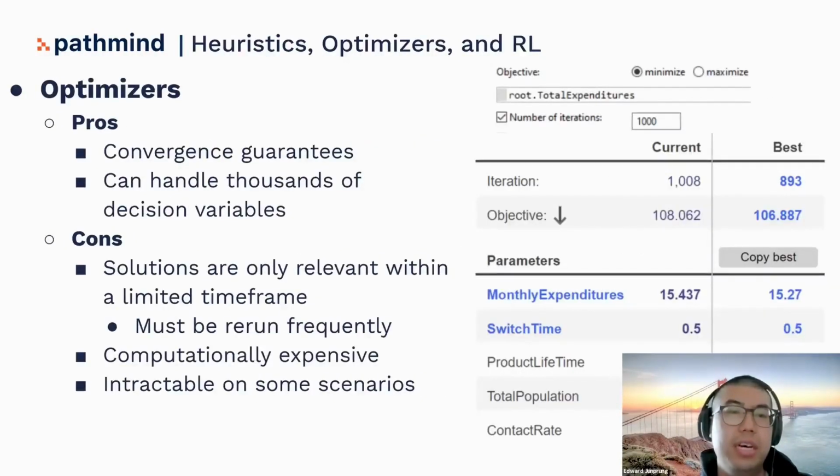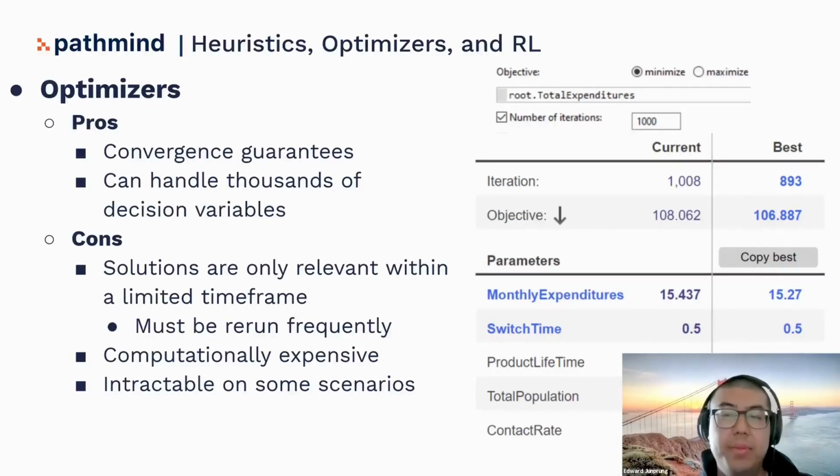So next is optimizers. And before I talk about optimizers, I just want to say that I'm not an expert. I've only used OpQuest, so feel free to be skeptical of any of my assertions here. Anyways, to somewhat address the limitation of heuristics and to leverage the abundance of compute nowadays, I've seen many industrial engineers take advantage of optimizers.